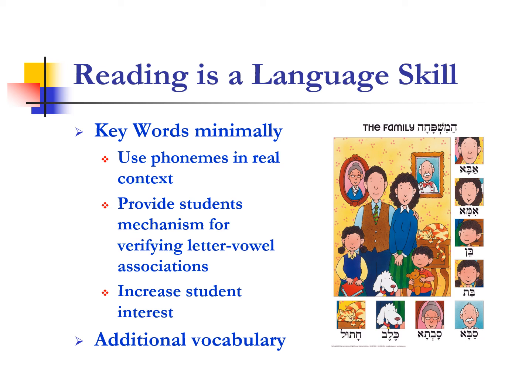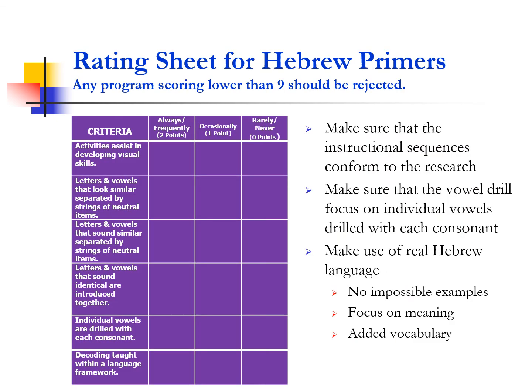I think that's a really important piece in all of this, that as a student learns mishpacha, it's really nice for them to learn about everybody that's in the mishpacha. Abba, Ima, Ben, Bat, Saba, Savta, Kelev, Chatul, all of the members of the family. And it's a great way to build vocabulary at the same time that you're helping them learn to read. My caveat is, it's best to introduce this vocabulary only after they have had all these letters and vowels introduced in a much more structured manner.